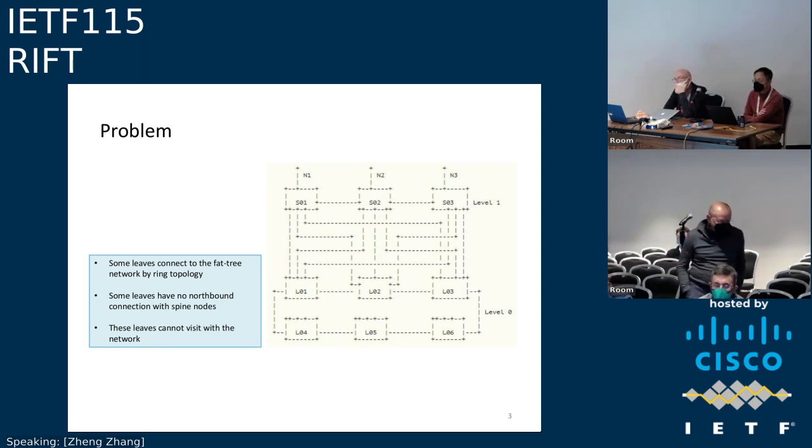For example, in this figure, there are 6 leaf nodes, but only L1, L2, and L3 have northbound connection with spine nodes. L4 and L6 can access the network by L1 and L3, but L5 cannot access the network because it and its neighbors don't have northbound connection. Next, please.